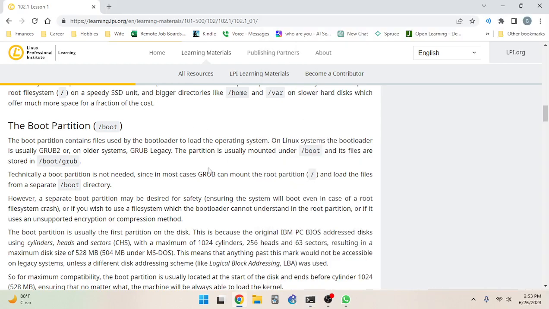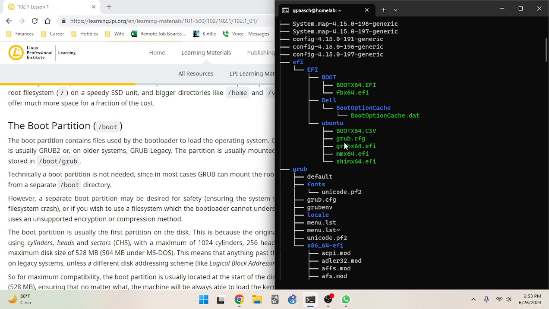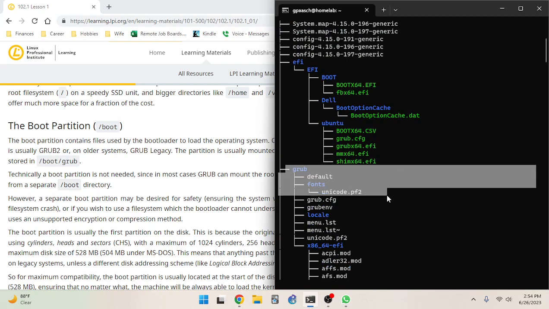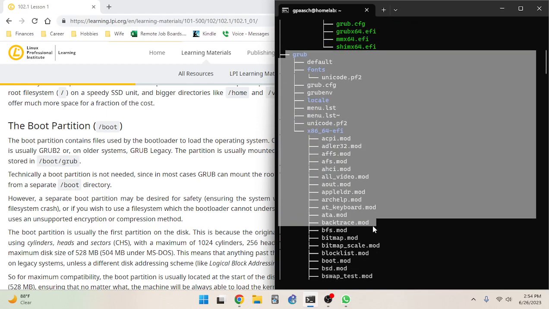The boot partition contains files used by the bootloader to load the operating system. On Linux systems, the bootloader is usually grub2, or on older systems, grub legacy. The partition is usually mounted under /boot, and its files are stored in /boot/grub. Let's take a look at that. There we go. These are the bootloader files.